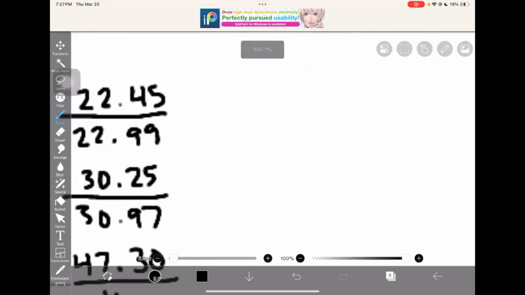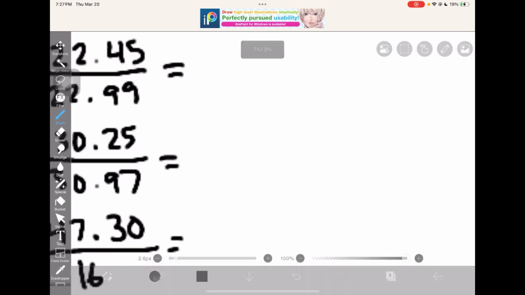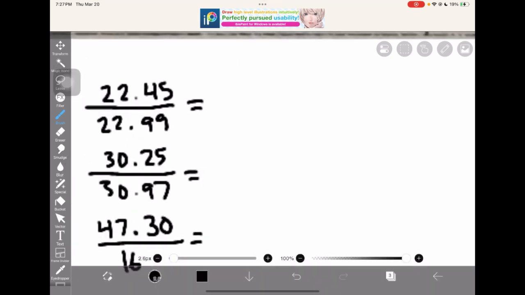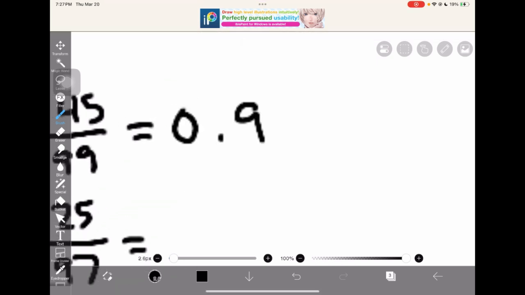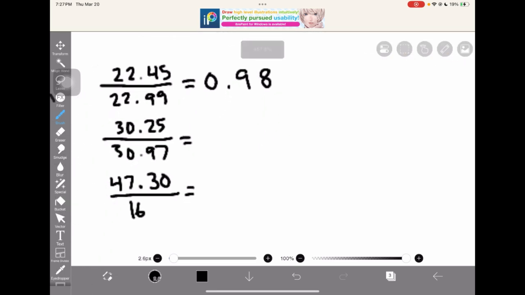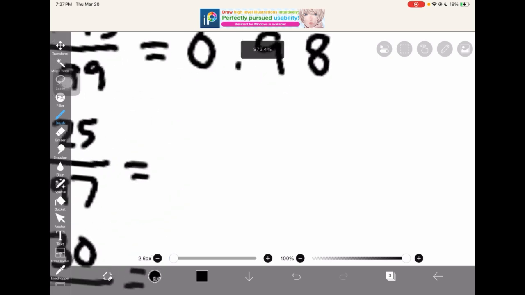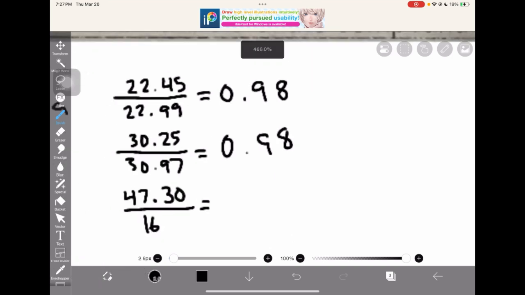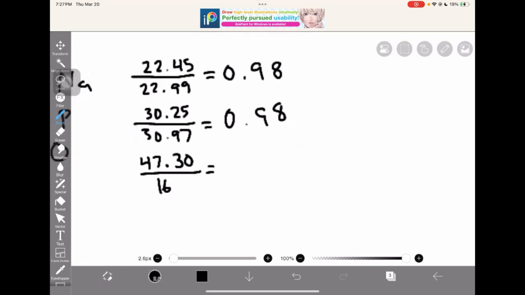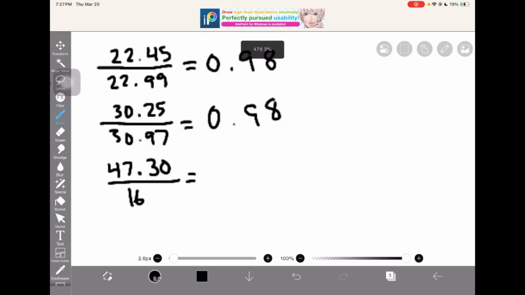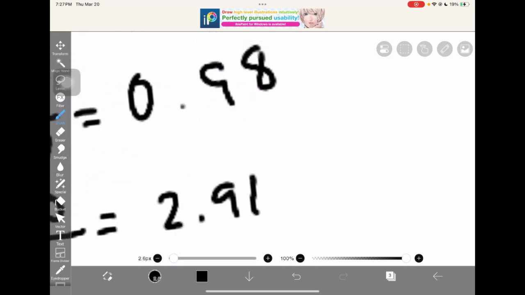Alright, time to divide once again. No rounding off yet other than the 2 decimal places. So 22.45 divided by 22.99 is equal to about 0.98. Next is 30.25 divided by 30.97, which is about 0.98 as well. Then we have 47.30 divided by 16, which is about 2.96.